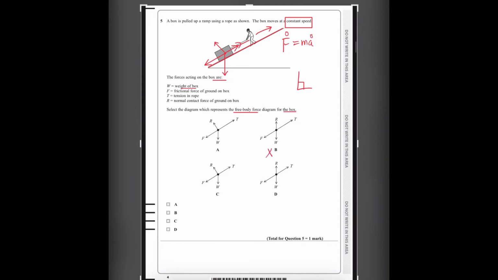These two are incorrect since the reaction is in the upward direction, not at an angle. Since this ramp is at an angle, the normal to the ramp would always be at right angles to the ramp. So it will look something like this. So B and D are not correct. And let us see A and C.